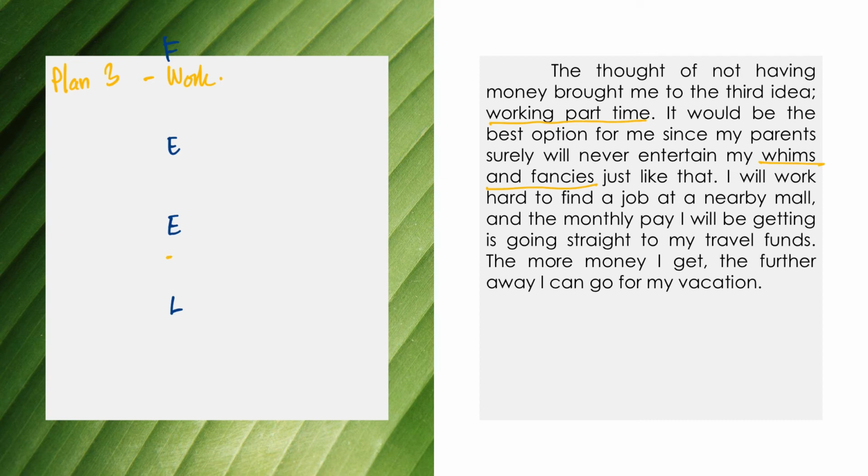So I have an example here. Where will I work? Nearby mall. What is the explanation here? To entertain my desires, to fulfill my desires. What is the link? The more money I get, the further away I can go for my vacation.